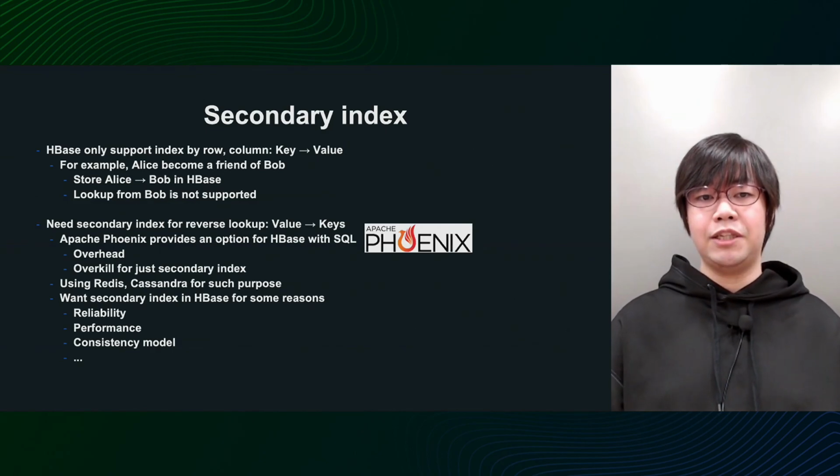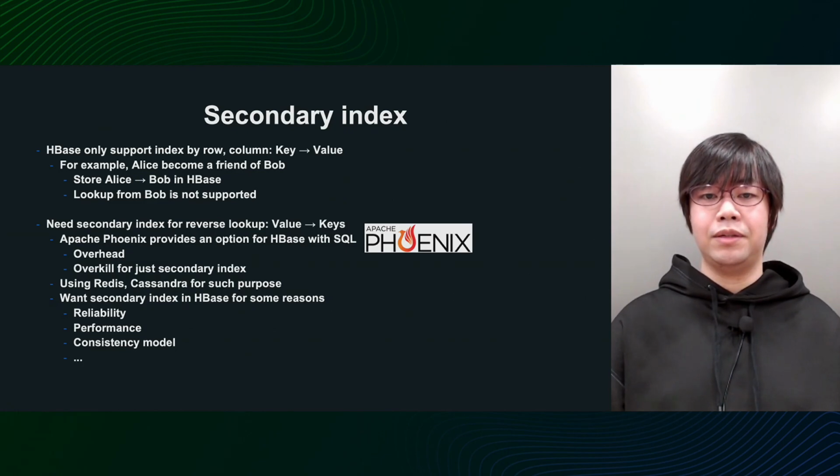As for secondary index, HBase supports only ordinary indexes that look up values from keys such as row and column. For example, when Alice became friends with Bob, here we want to store a record on HBase with Alice as the key and Bob as the value. In this case, we can use Alice as the key and look up Bob, but we don't do a lookup of Bob with Alice. On the other hand, you may need a secondary index to look up a key from a value.